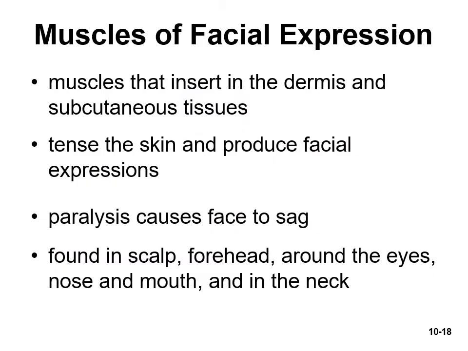Moving on to our facial muscles. The ones that are responsible for facial expression are going to be muscles that insert in the dermis and subcutaneous tissues, and so that is what's going to move when those muscles contract. These muscles tense the skin and produce facial expressions. Paralysis can cause the face to sag somewhat, and they can be found in the scalp, the forehead, around the eyes, nose, and mouth, and also in the neck.